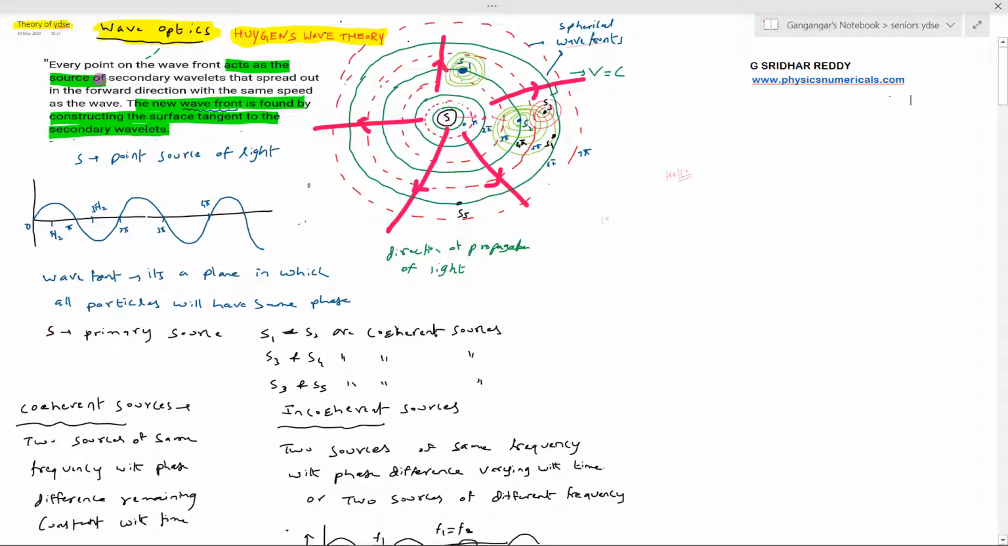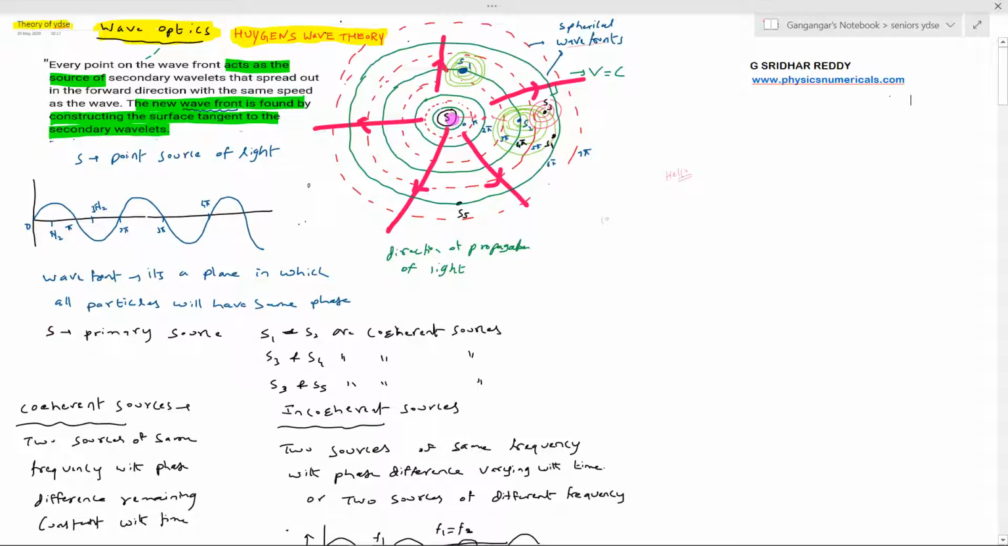What Huygens says is that every point on the wavefront acts as a source of secondary wavelets that spread out in the forward direction with the same speed as the wave. The new wavefront is found by constructing the surface tangent to the secondary wavelets. What is this? This is the point source. Let me assume two points on the wavefront of phase angle 4 pi. Every point on this wavefront will act like a secondary source.